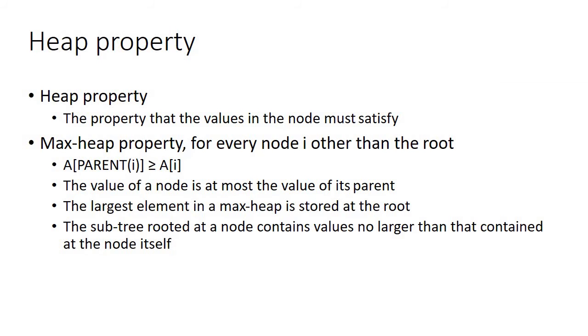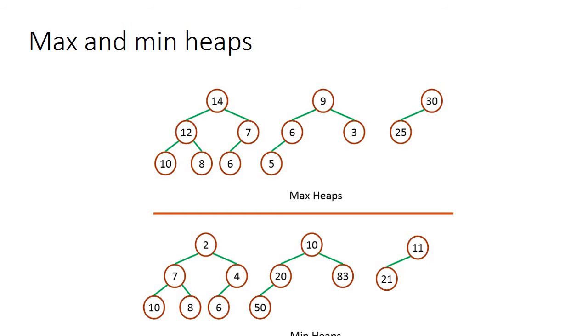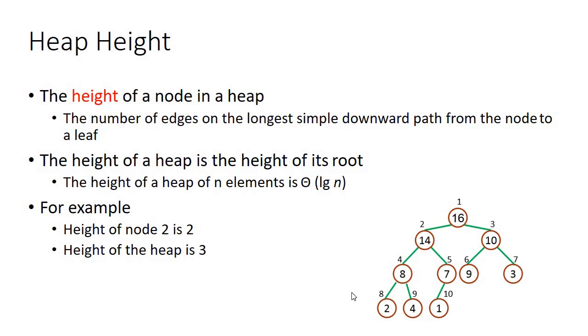What are the properties of heap? The property that the values in the nodes must satisfy is that the heap should be in either a max heap fashion or a minimum heap fashion. So there are two different types, minimum and max heaps. Max heap means the parent node must contain the greatest value compared to its children, and minimum heap means the parent contains the minimum value in comparison with the child nodes.